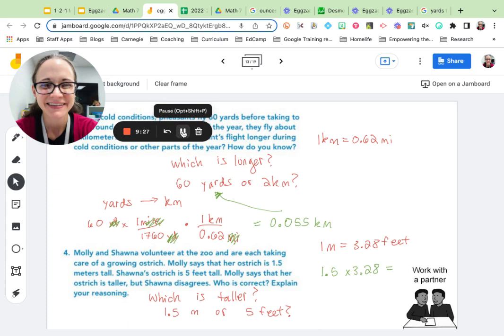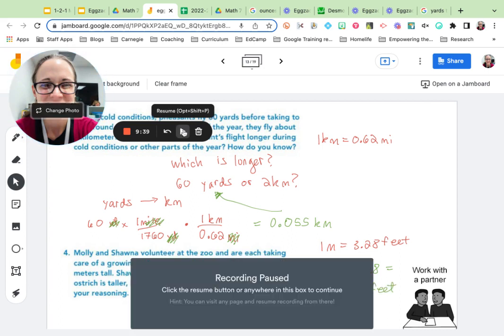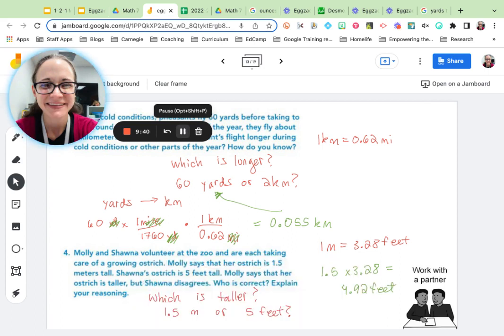Now let's talk about those growing baby ostriches. Well, my strategy here was to figure out how many feet are in 1.5 meters. And to do that, I multiplied 1.5 by 3.28. And what I arrived at is that 1.5 meters is the same as 4.92 feet. So which one is bigger? 5 feet is larger. So in this case, Shauna is right. Her ostrich is 5 feet tall, and that is the taller ostrich.